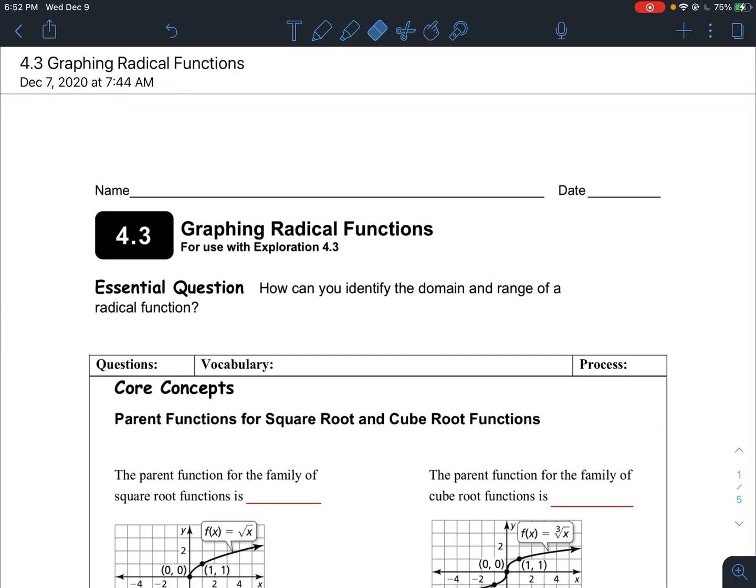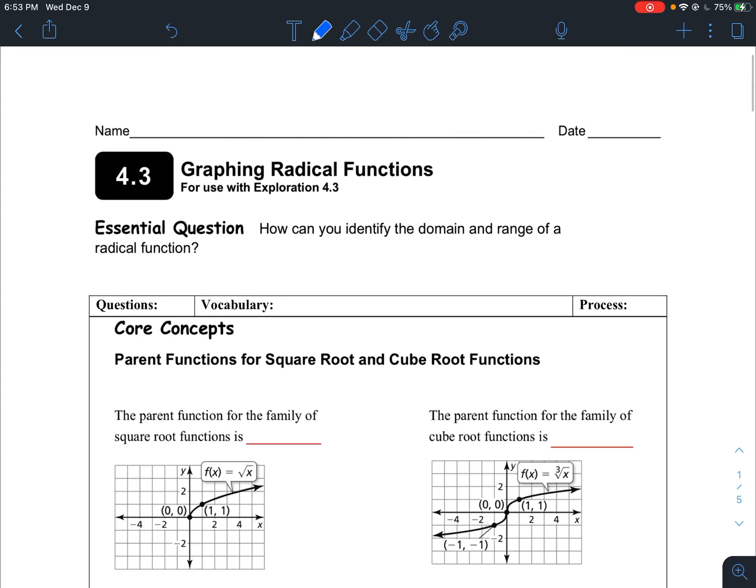Alright, so for 4.3, we're learning how to graph a new function that we haven't quite learned about before. Today, we're learning about graphing radical functions. So far this year, we've reviewed how to graph linear functions. We talked about absolute value functions a little bit, and we also talked about graphing polynomial functions. And then today is the day for radical functions.